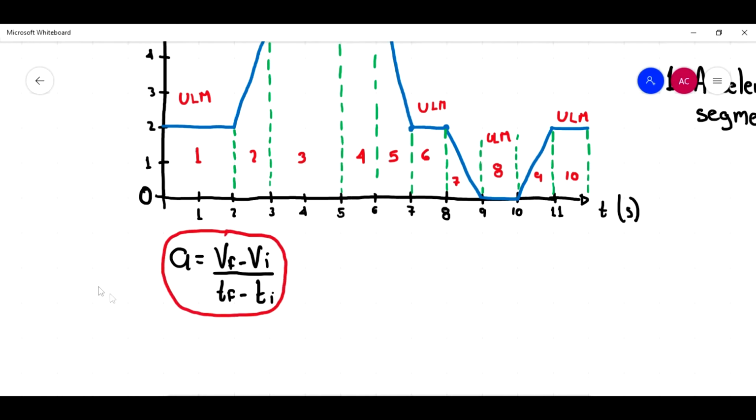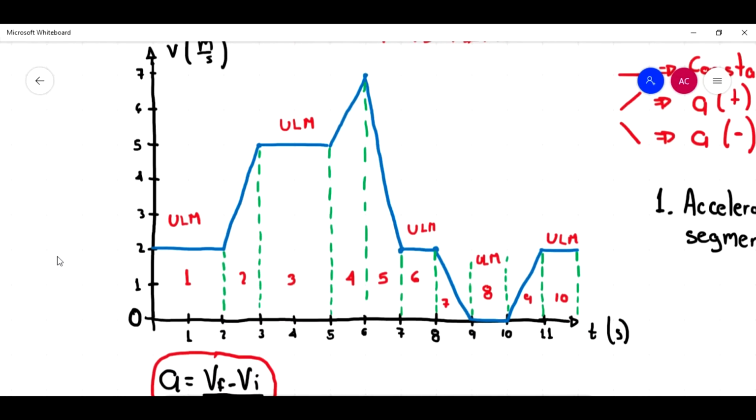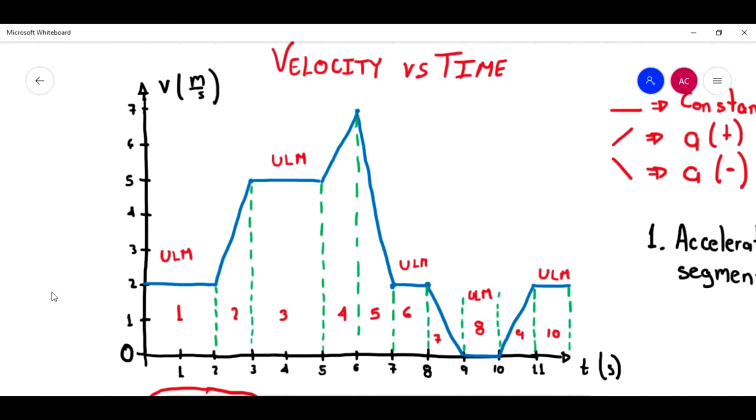So I'm going to write all the segments. Where can I write them? I'm going to write them over here. The acceleration of the segment number 1 is, as I said, a horizontal line, so that means constant velocity. That means that the acceleration is 0 meters per second square. What about the acceleration of the segment number 2? Let's find it.